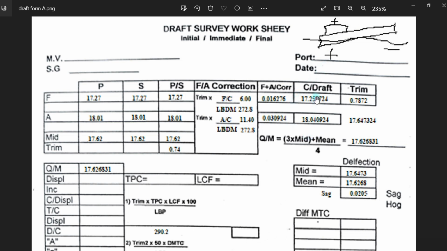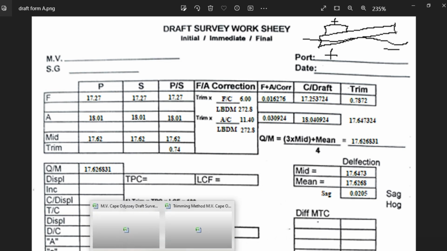Okay, so subtract the aft draft by your forward draft. You have a trim of 0.787200, which is this one, 0.7872.